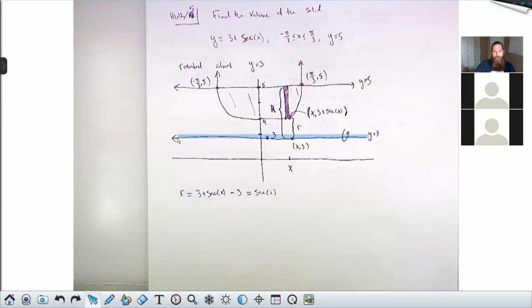Here's my axis of rotation. Here's the nearer end of my strip. So little r is this distance. The y value right here at the bottom of the strip, near end of the strip to the axis of rotation, is the y value along this curve. This curve is y equals 3 plus secant x. So the y value right here is 3 plus secant x. If I take the larger y value there and subtract the y value here to get this distance, then that's 3 plus secant x minus 3, which is just secant x.